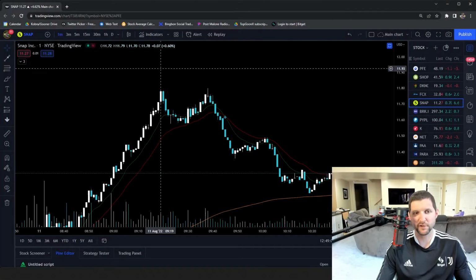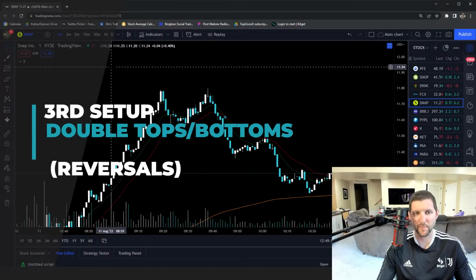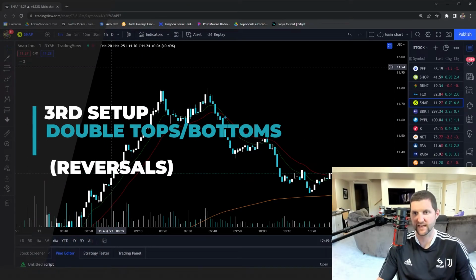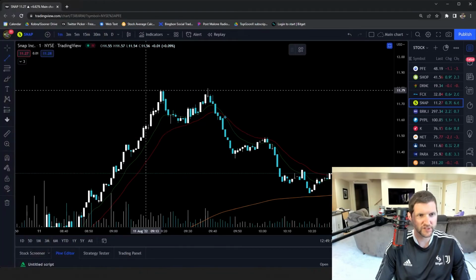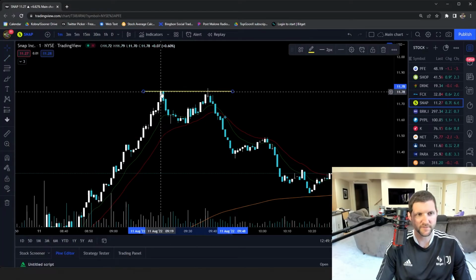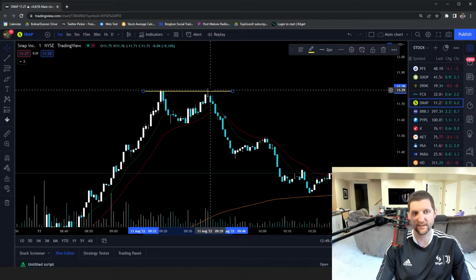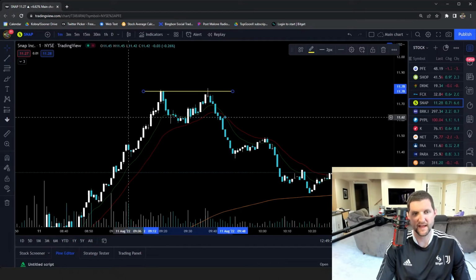Another pattern I really like to trade is double tops or double bottoms. And I actually have a video solely dedicated to that. I can post a link above. But you can see here, we have an initial rejection. Okay, that's the first top. Price rebounds, second rejection, that's the second top, and that leads to a rejection.